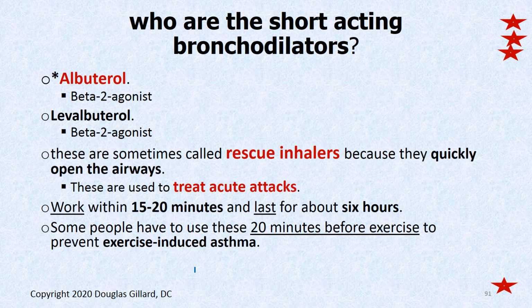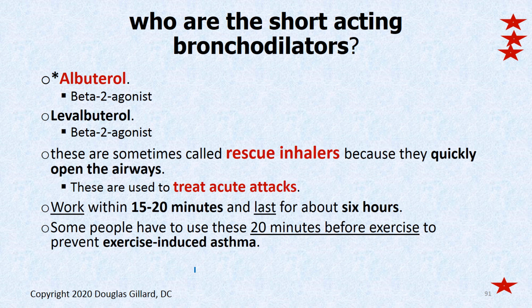There are some short-acting ones. Albuterol is considered a short-acting bronchodilator. There's levalbuterol as well. Albuterol is the famous one, though. These are called rescue inhalers that people have to carry around with them to treat acute attacks of asthma. They work within 15-20 minutes. Their effects can last for about 6 hours.